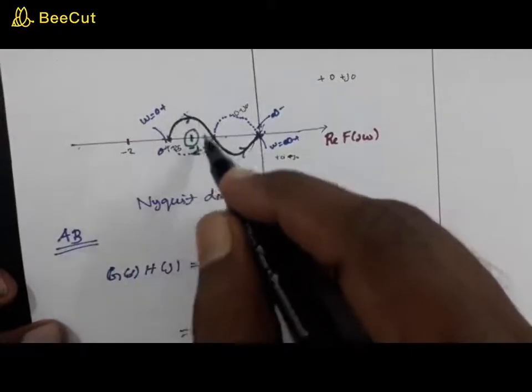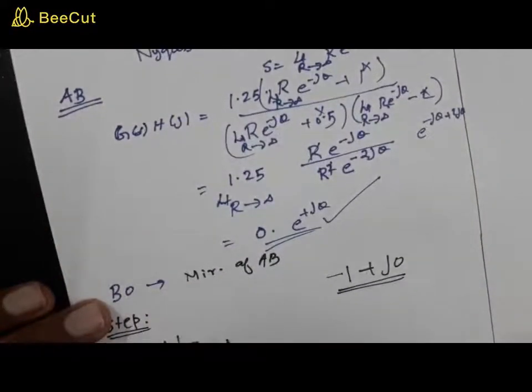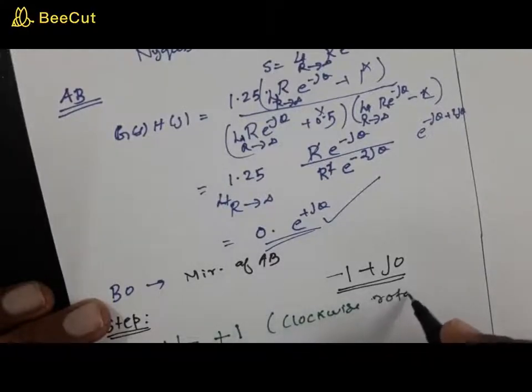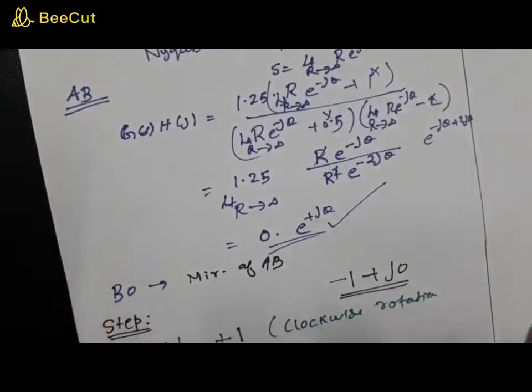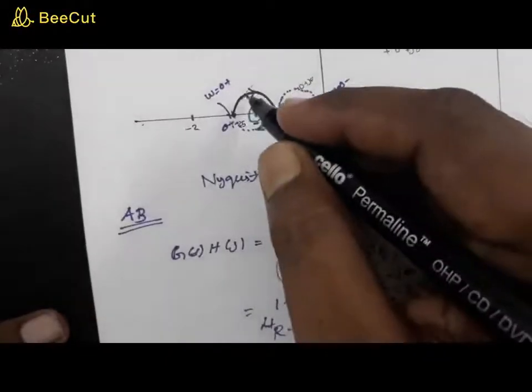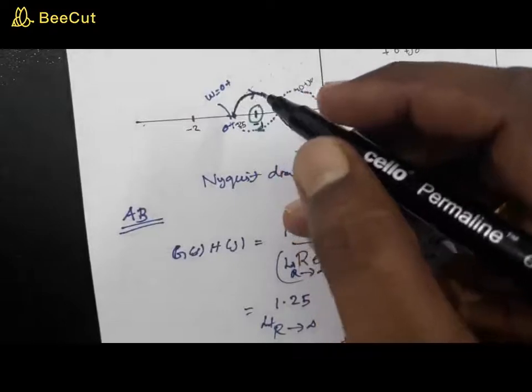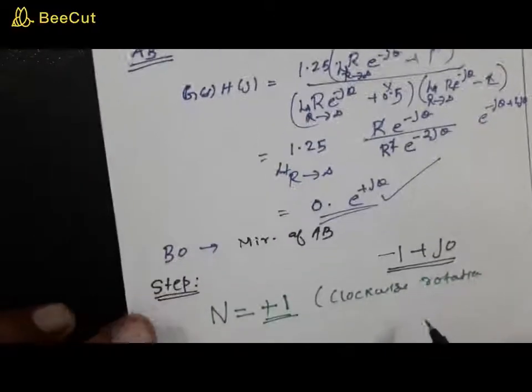Now the encirclement around that point is clockwise. Do remember, very important, since it is a clockwise rotation, you need to take it as positive. Do remember that, that's very, very important. So n is equal to +1, meaning this is a clockwise rotation. In the encirclement case only, we take the clockwise direction as positive.